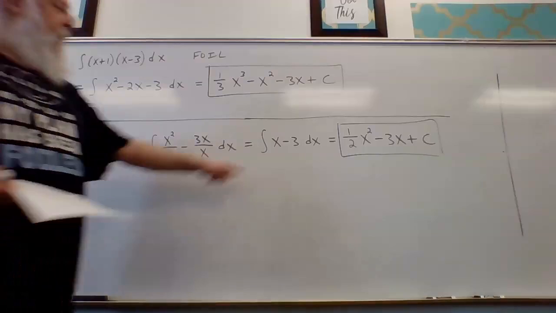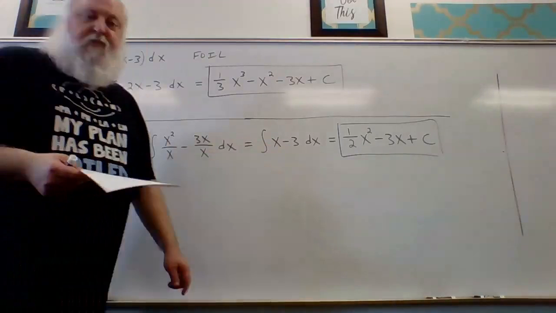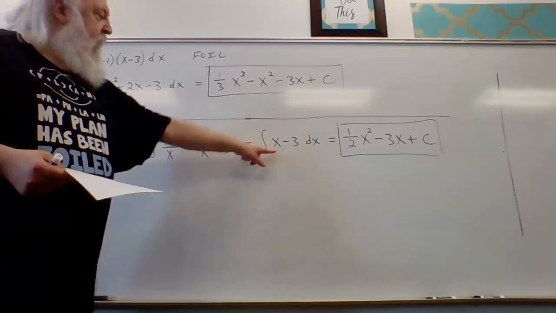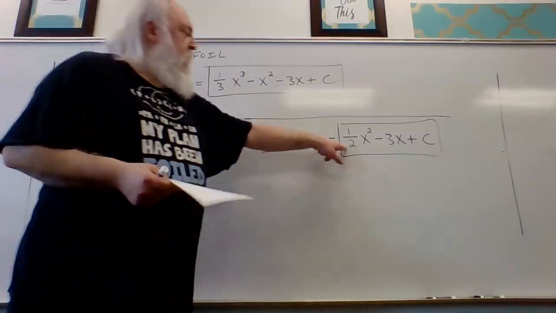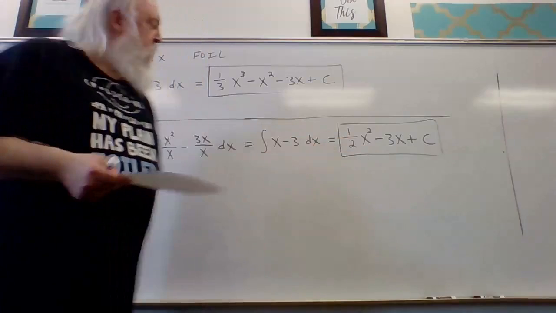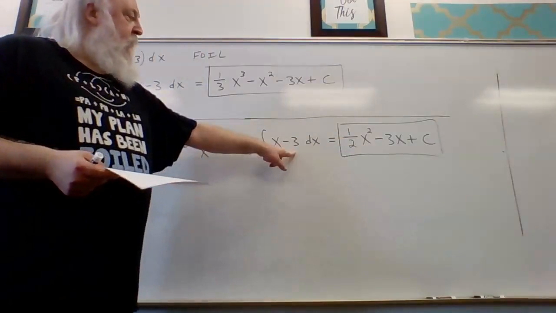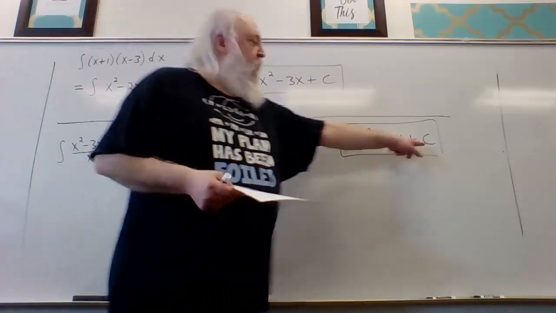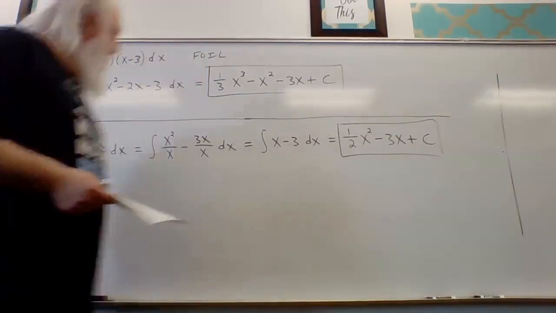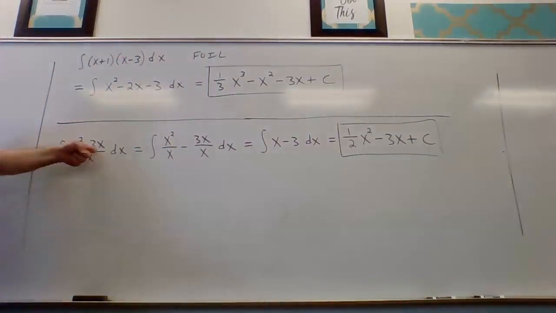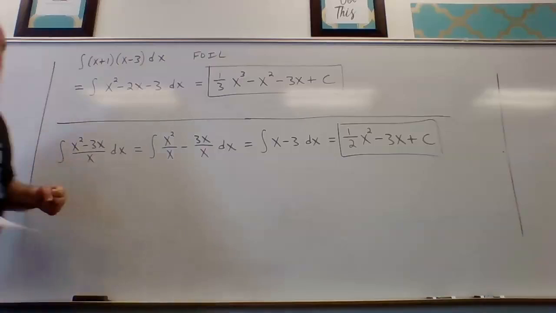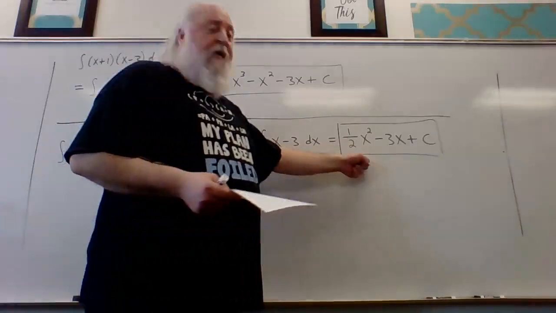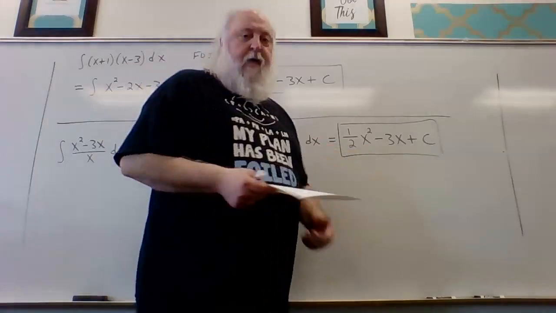And so we're just finding the antiderivative of x minus 3. And the antiderivative of x is 1/2 x squared. The antiderivative of minus 3 is minus 3x. And then we add the arbitrary constant c. So the antiderivative of x squared minus 3x over x turns out to be 1/2 x squared minus 3x plus c.